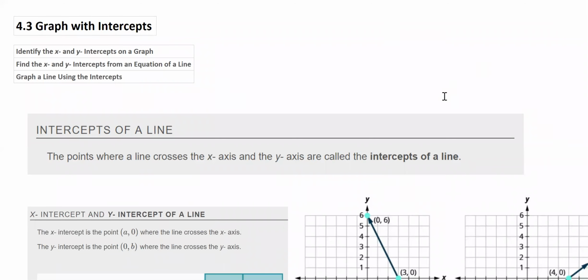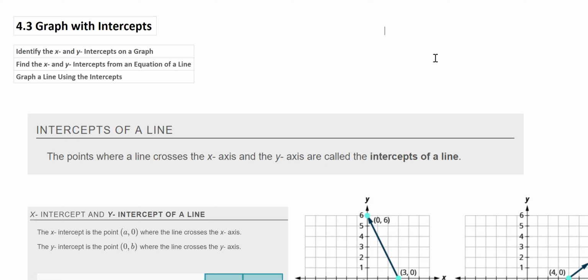Hello and welcome to 4.3, Graph with Intercepts. The three objectives here are to identify the x and y intercepts on a graph, find the x and y intercepts from an equation of a line, and graph a line using the intercepts.